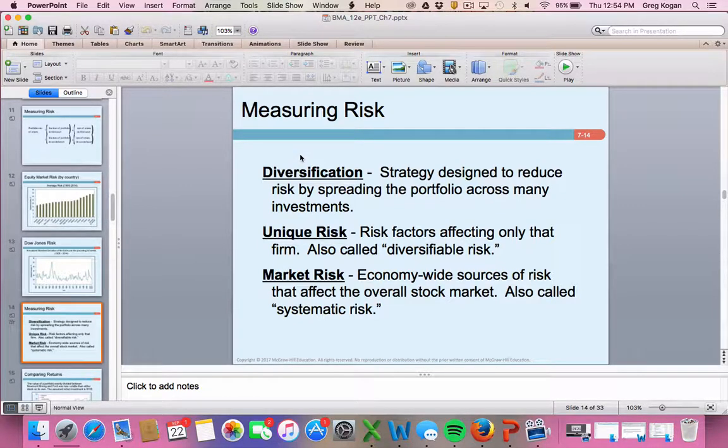And unique risk is what's affecting only the company. Of course, every company is subject to its own risk and its own standard deviation. But when you put it in a portfolio, you could diversify some of that away, right? And market risk is economy-wide risk or systemic risk. This is involved with macroeconomics, and essentially everybody is exposed to a recession or different economic, now global, issues that come up that slow down growth.